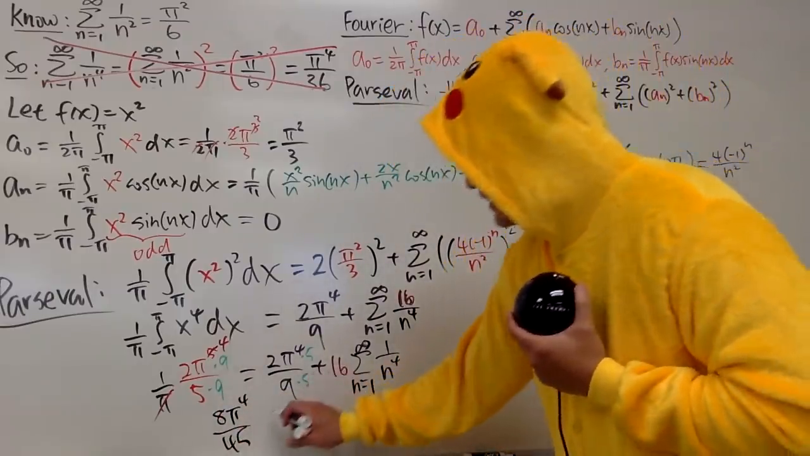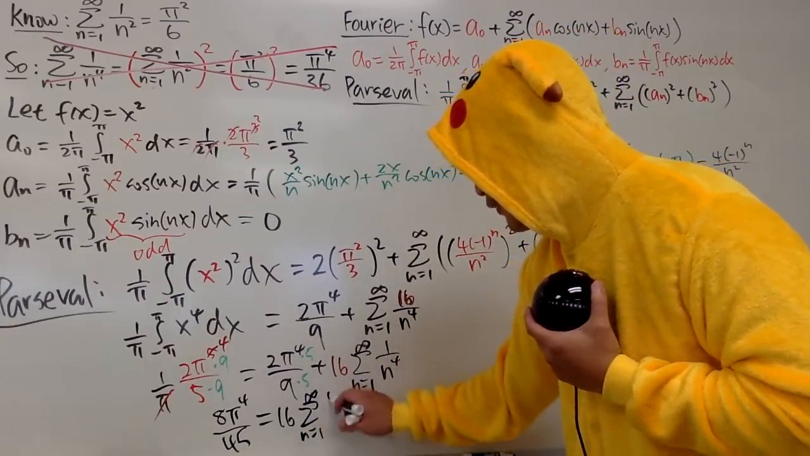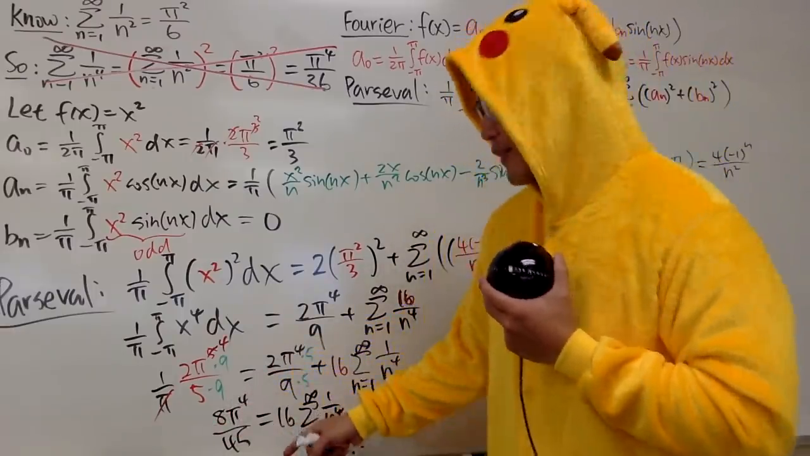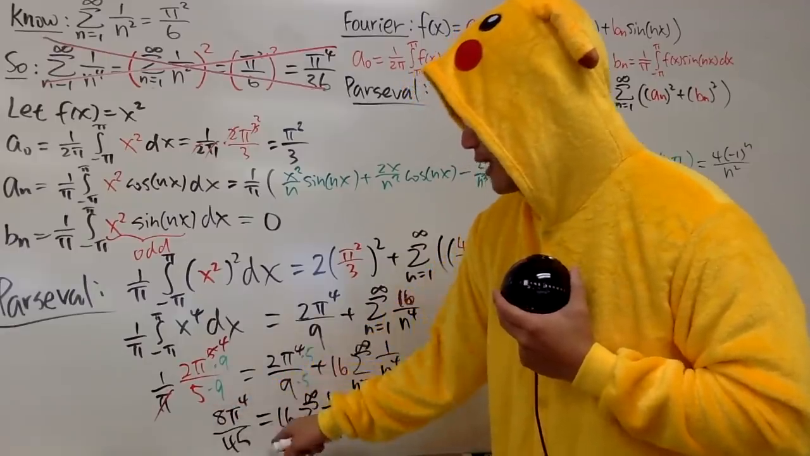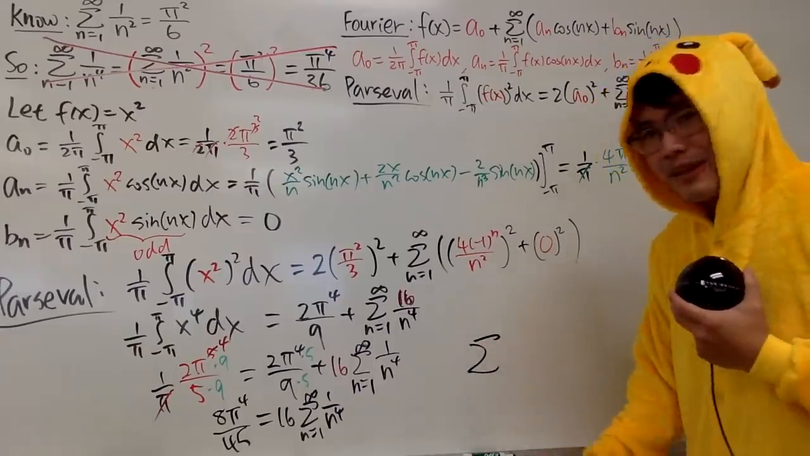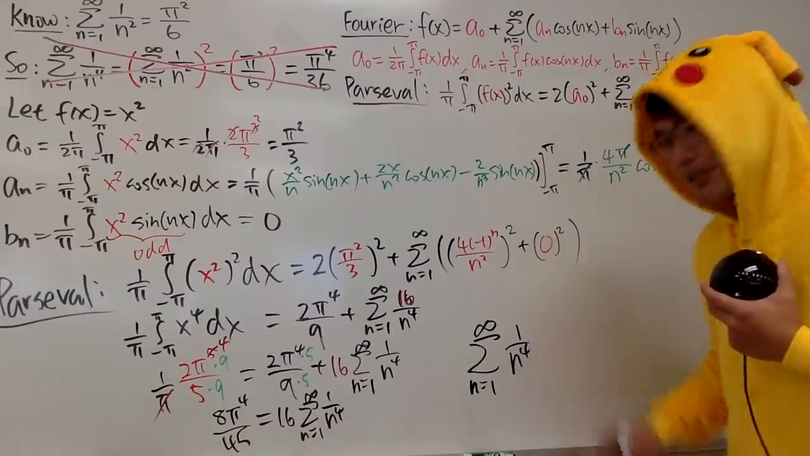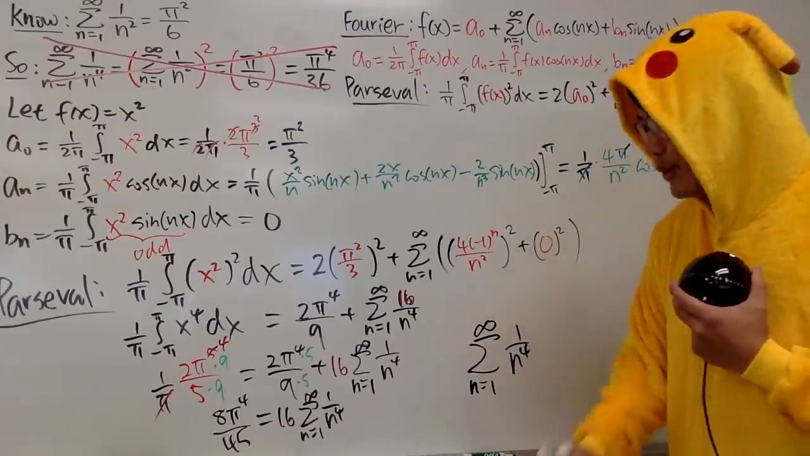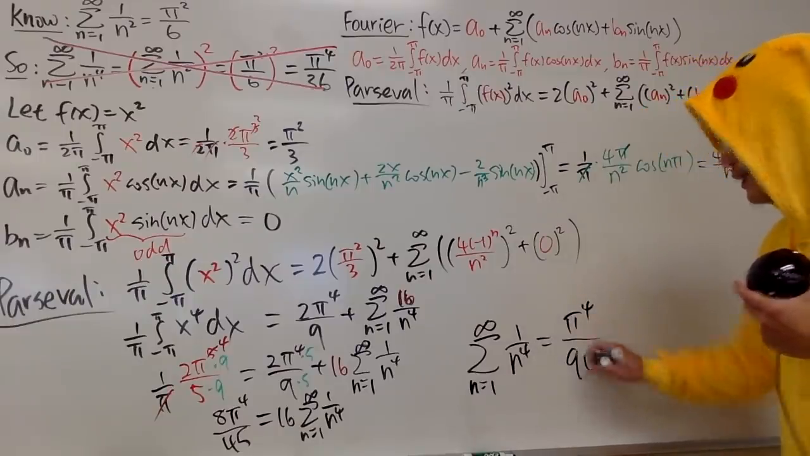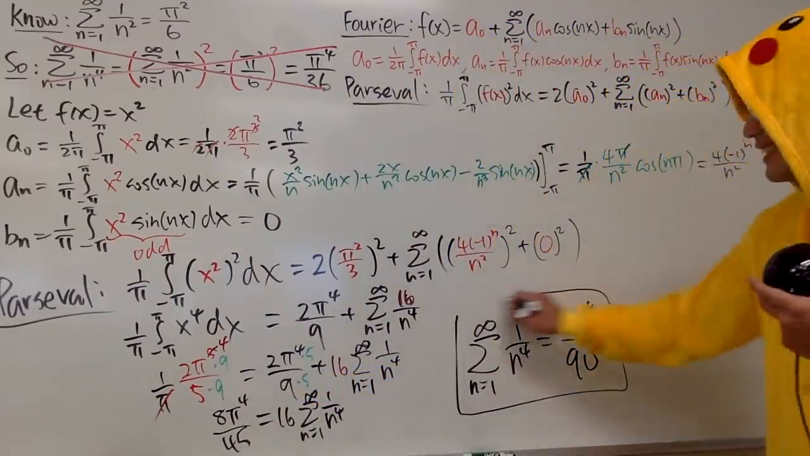Yeah? And then this is equal to 16 times the sum as n goes from 1 to infinity of 1 over n to the 4th power, like that. Of course, divide 16 on both sides. And of course, when you divide it by 16, you can cancel. So it's 1 over 2. So, ladies and gentlemen, let me just write this down right here for you guys. The sum as n goes from 1 to infinity of 1 over n to the 4th power is nicely equal to pi to the 4th power on the top over 90. Because 45 times 2 is 90. Anyway, this right here is it.